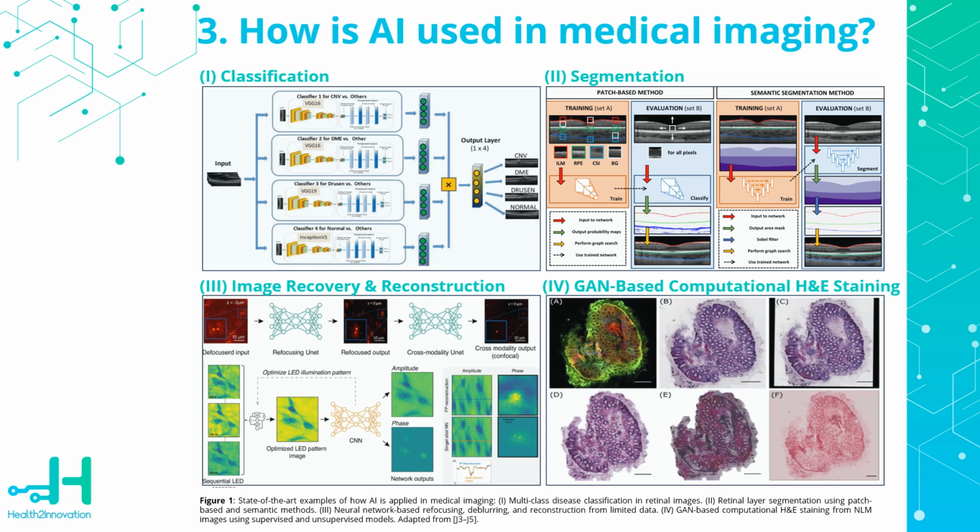Lastly, GAN-based computational H&E staining represents a powerful application of AI in pathology. Generative adversarial networks can simulate traditional hematoxylin and eosin staining digitally, generating virtual stained images directly from label-free input data. This not only speeds up the diagnostic process, but also reduces the need for chemical reagents. These examples illustrate how AI plays a critical role in making image analysis more accurate, faster, and scalable across different domains in medical imaging.